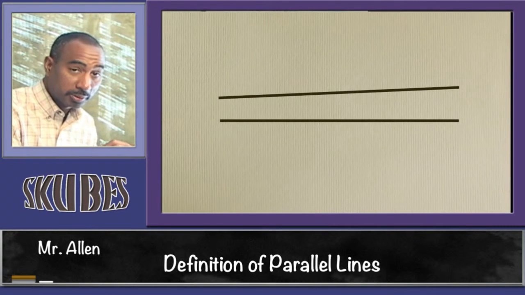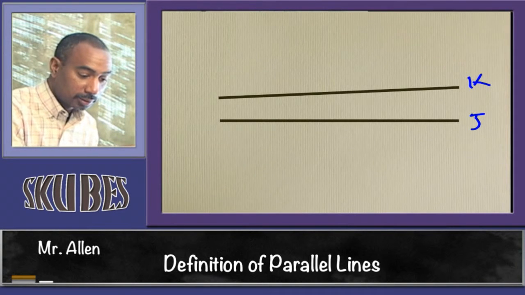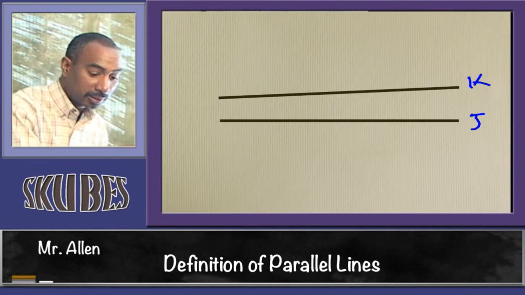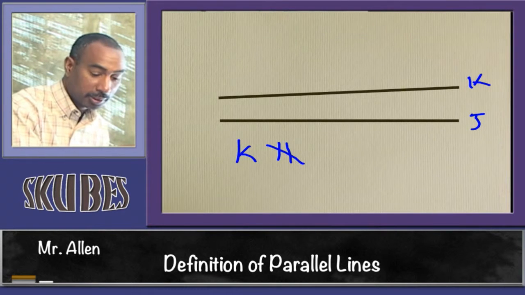Now we have a situation where we have two lines that are in the same plane, but they're not parallel because they meet eventually. Let's call this K, let's call this J. Line K, notice, is a little slanted. It's going to eventually meet with line J. So we say that line K is not parallel to line J.